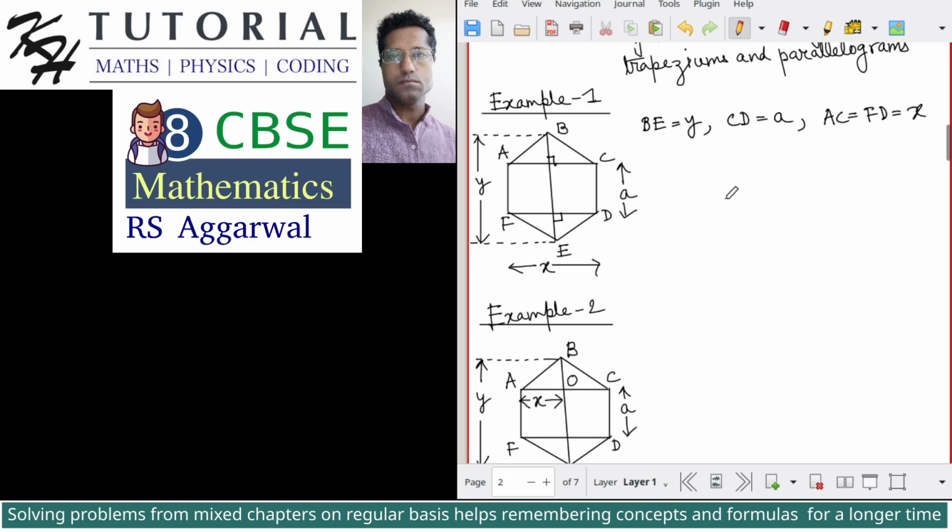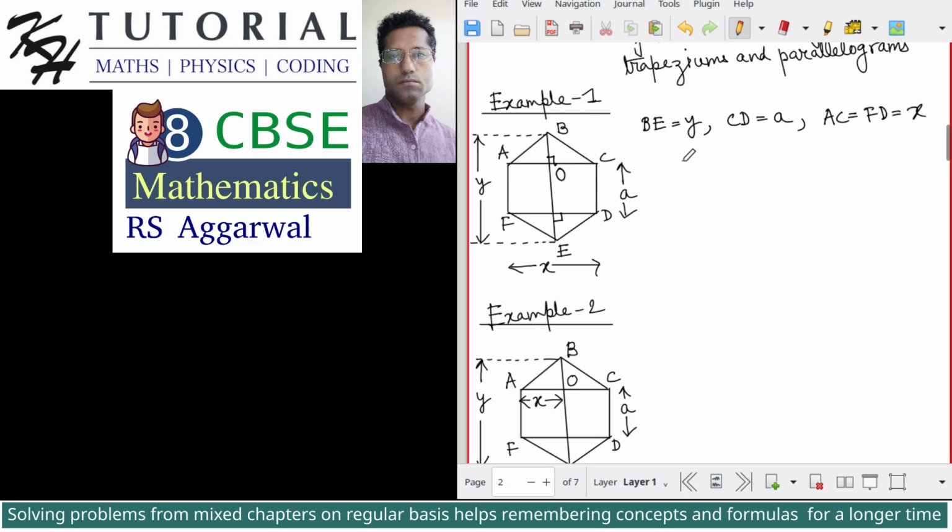So in this particular figure, that is a regular hexagon, let's say the diagonal AC is intersecting the diagonal BE at, let's say, O.